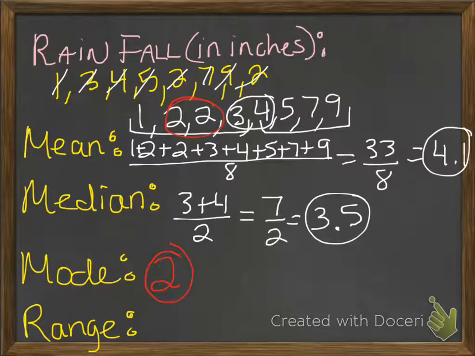Now keep in mind, let's say we had another 9 in our data set. Well, there would be 2 2s and 2 9s, so then we would also have 9 in our mode along with 2. But that's not the case in this data set. There is no second 9 there. And then our range is, remember, our highest value, which is 9, minus our lowest value, which is 1, so our range is going to be 8.